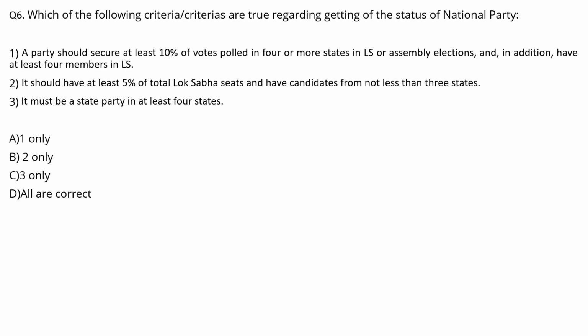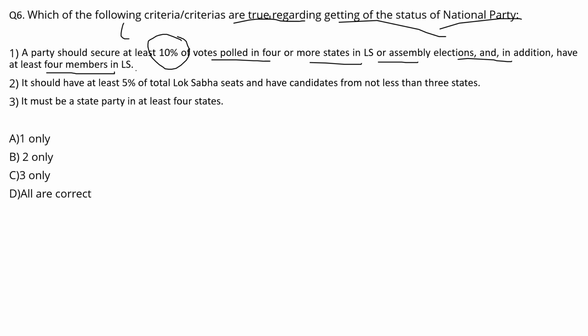Next: which of the following criteria are true regarding getting the status of a national party? A party should secure at least 10% of the votes polled in 4 or more states in a Lok Sabha or assembly election, and in addition have at least 4 members in the Lok Sabha. This should be 6%. Okay, so this is false.